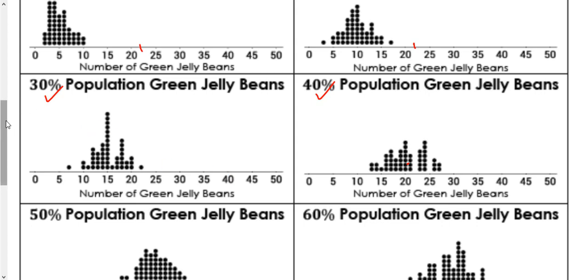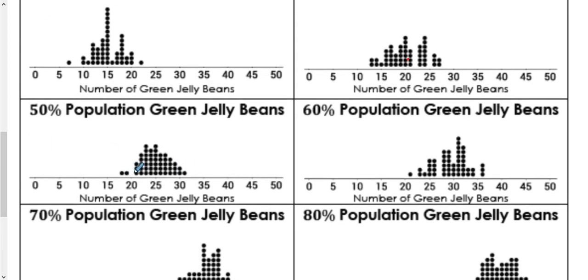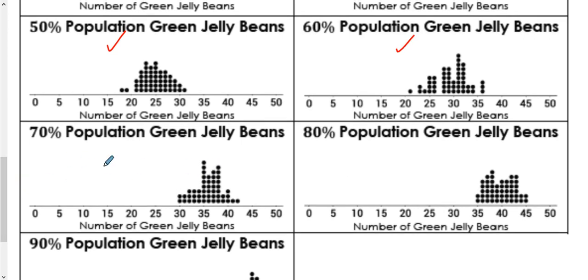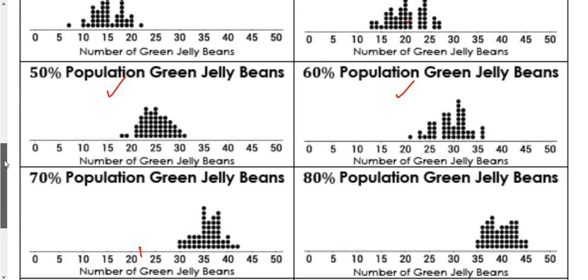So 30%, 40%. 22 still in the range here. So 50%. And even 60%. Yeah, that's okay too. So it's going to be somewhere between, and then once we get up to 70, we can see the 22 is way down here. So we're way past it now. So it's going to be somewhere between 30 and 60%.